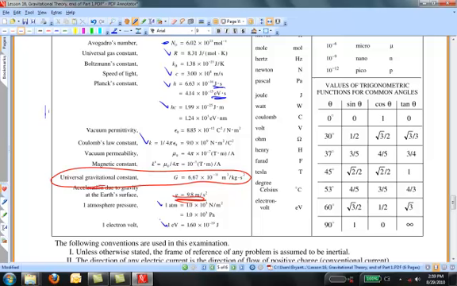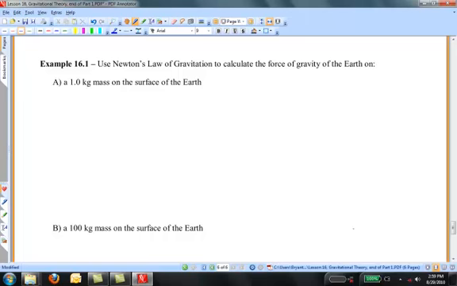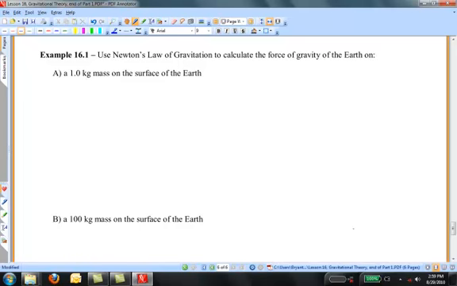All right, so now let's work some numerical problems. And the one that I would like to take a look at is example 16.1 in your textbook. On page 118, we read this. Use Newton's law of gravitation to calculate the force of gravity of the Earth on a 1 kilogram mass on the surface of the Earth. And we call the weight the gravitational force, but they're actually wanting you to use Newton's gravitational law. We know that the weight is going to be about 10 newtons, because we know Fw is equal to m times g. 1 kilogram times 10 meters per second squared is going to be 10 newtons. But let's do it their way.